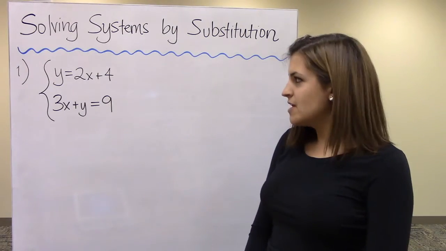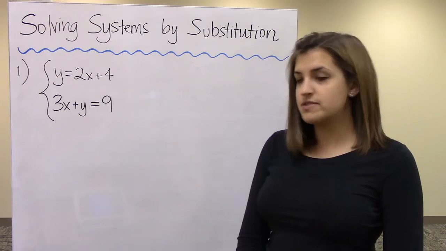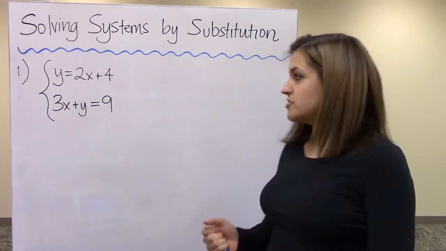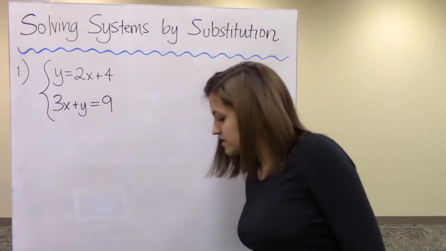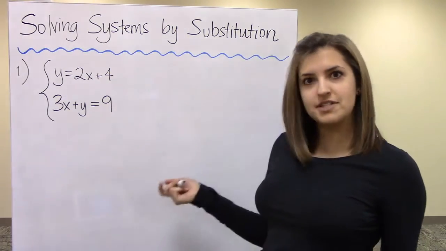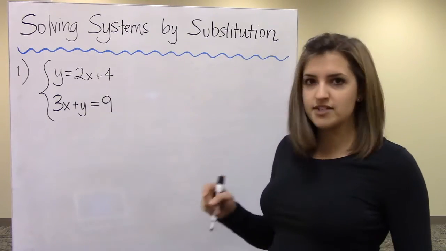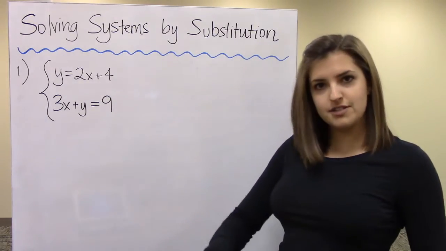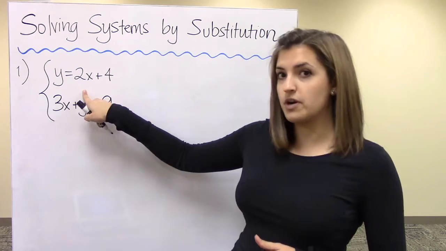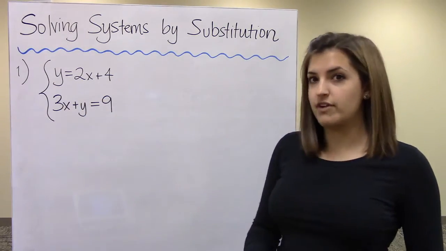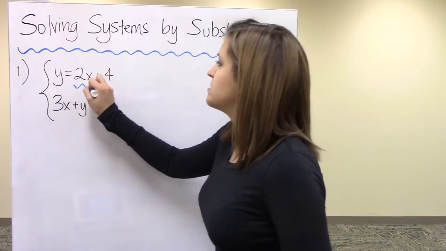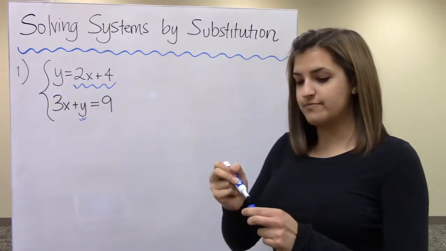All right, so our first example is a system with y equals 2x plus 4 and 3x plus y equals 9. So let's follow our steps to solve by substitution. Well, our first step was to solve one of the equations for either x or y. But we're in luck because this first equation is already solved for y. We have y equals 2x plus 4. So we can use this and go directly to the second step, which is to substitute the solution, so the y equals 2x plus 4, into the other equation for that variable. So what I mean is that we're going to take this y equals and substitute that bit in for this y. So let's do that.